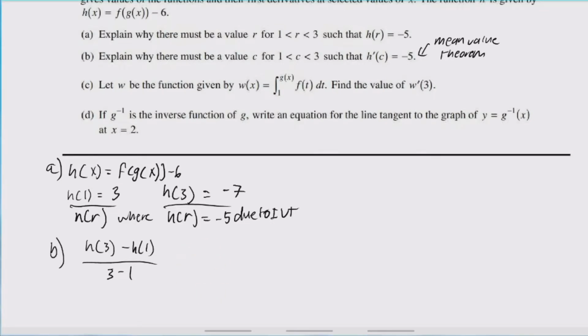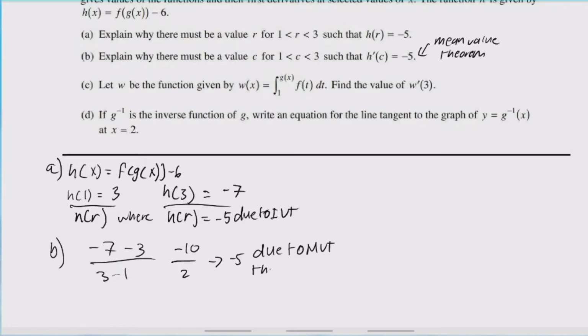So let's figure it out. H of 3. So we knew that h of 3 was equal to -7 minus h of 1 was 3, all over 3 minus 1. So we're going to have -10 over 2, which is my -5. And then you can say due to MVT, there is some C.